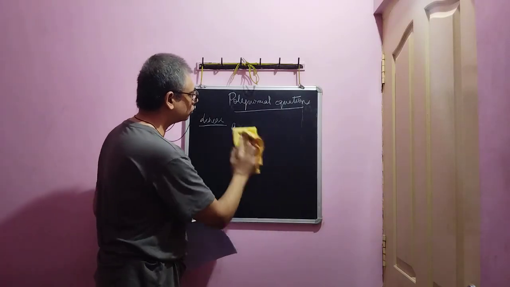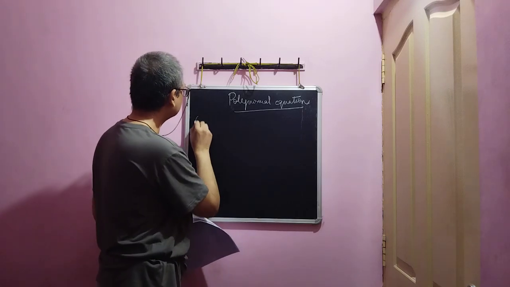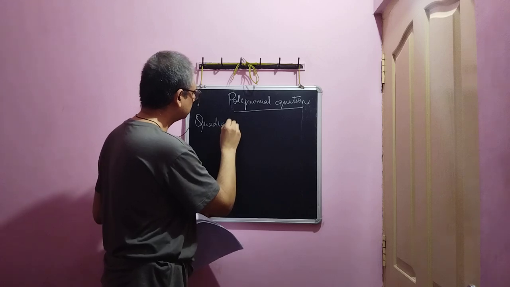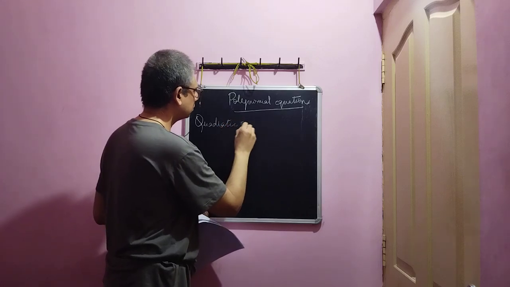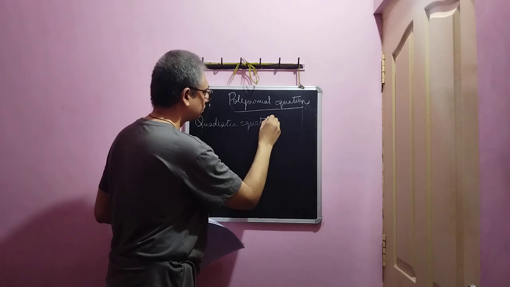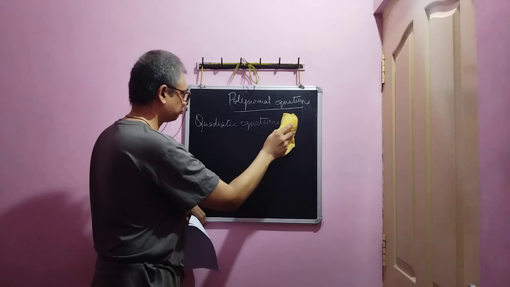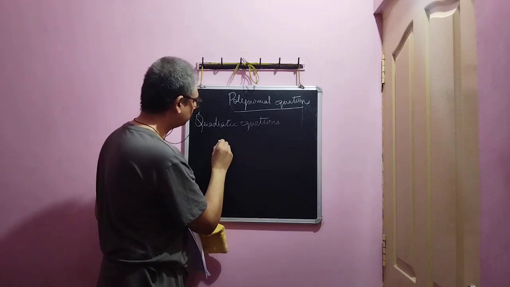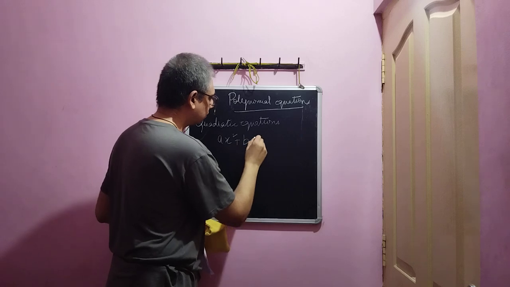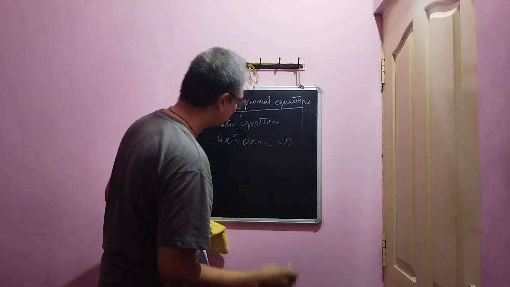Now next we move on to quadratic equations. Degree 2. Here you find that the equation is of the form ax square plus bx plus c equal to 0.